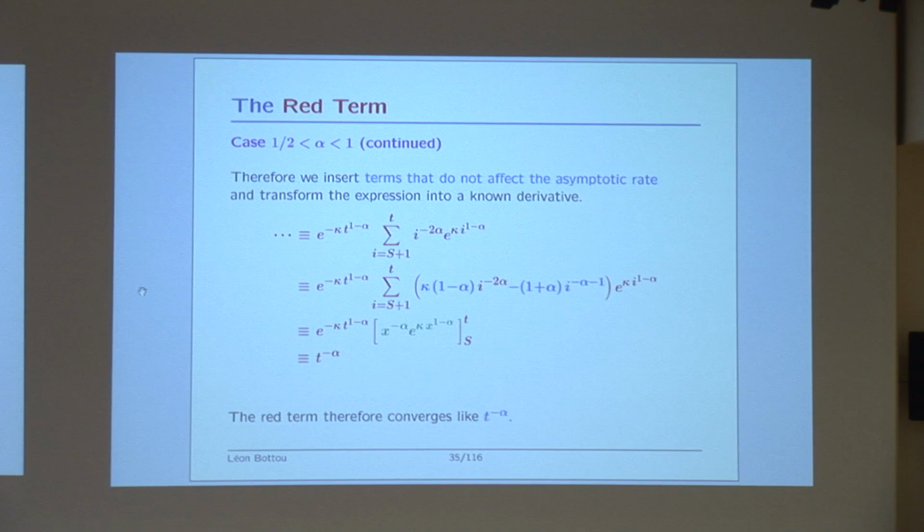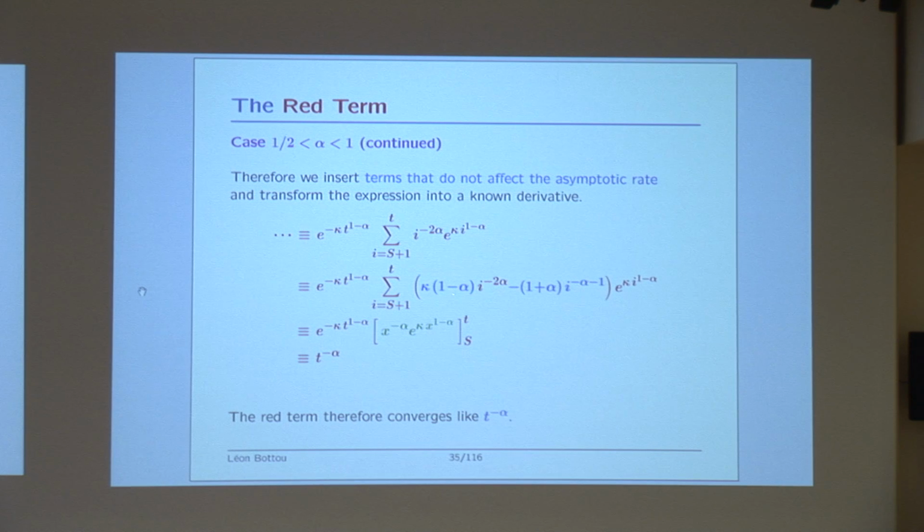We're going to add terms that do not affect the asymptotic rate. So I start from this expression, and I'm first going to take my i to the minus 2 alpha and add a constant in front, kappa to the 1 minus alpha. And that doesn't change the equivalence, it's just a constant. Then I'm going to add another term, minus 1 plus alpha i to the minus alpha minus 1. Now, because alpha is less than 1, this other term is smaller because minus alpha minus 1 is less than minus 2 alpha. So because it's smaller, I'm just adding a lower order term. It doesn't change the asymptotic rate.